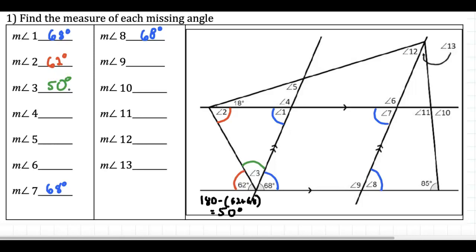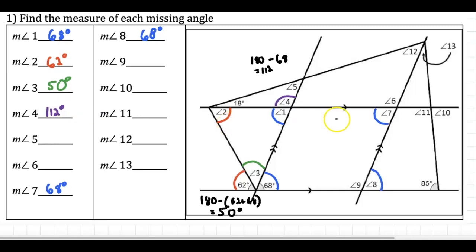Are there any other angles that are equal to 50? Let's see, it could be that there are. I'm not sure if I see any at the moment. Let's go on to number 4, angle 4. There's several ways we could do that, but I think the easiest way is to look at angle number 1 and then angle number 4. Those two angles are supplementary because they make a straight angle. So I'm just going to take 180 minus the measure of angle 1, which was 68. That's 112 degrees. So the measure of angle 4 is 112 degrees.